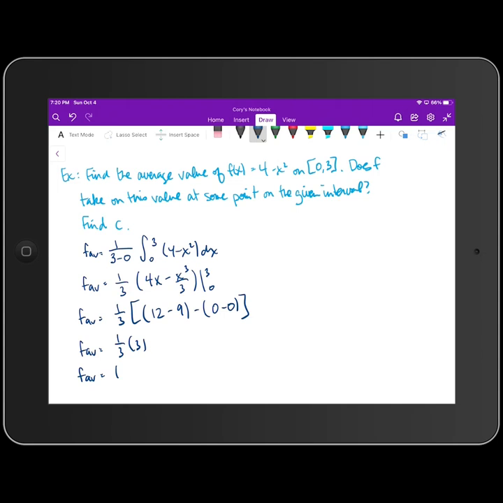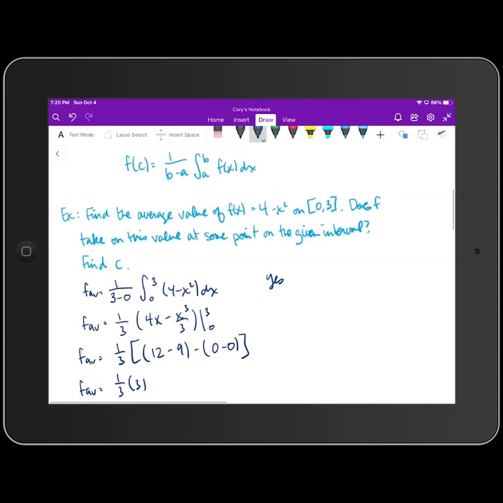Second part, does f take on this value at some point on the given interval? And the answer there is yes. The thing that we have to check for here is that our function is continuous on the closed interval from 0 to 3. Well, the easiest and quickest way to check for continuity on an interval is to find the domain of your function on the given interval. Okay, so because f is a polynomial function, it's defined everywhere, thereby making it defined on the closed interval from 0 to 3, and therefore it is continuous on that closed interval from 0 to 3.